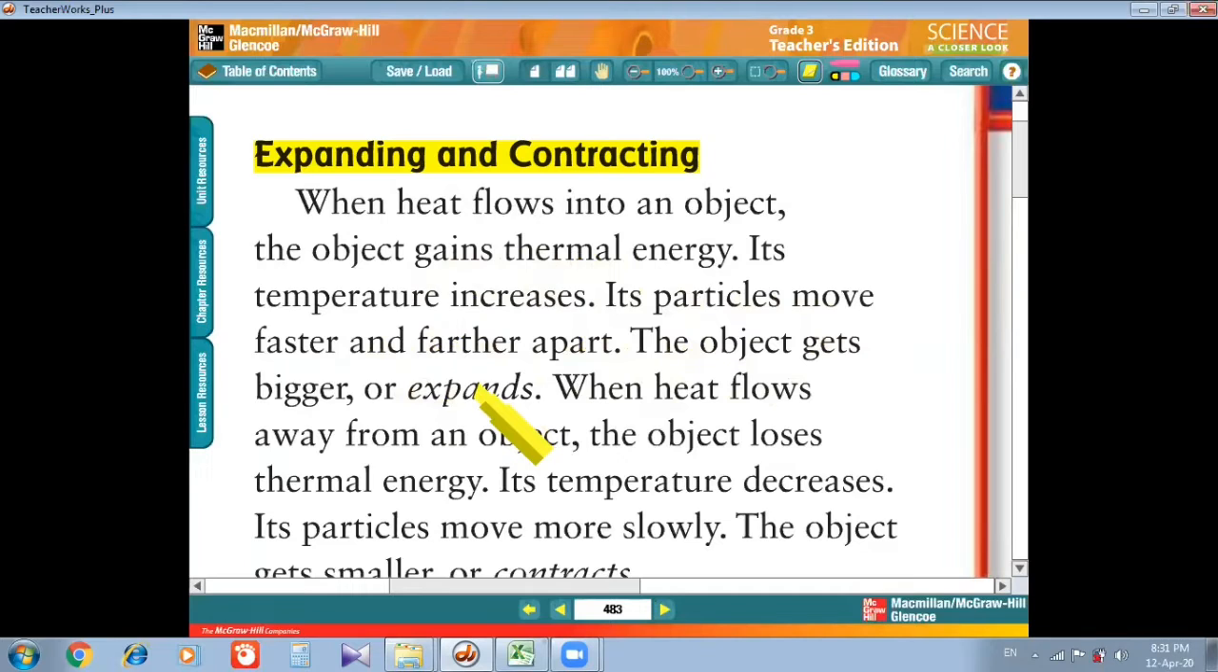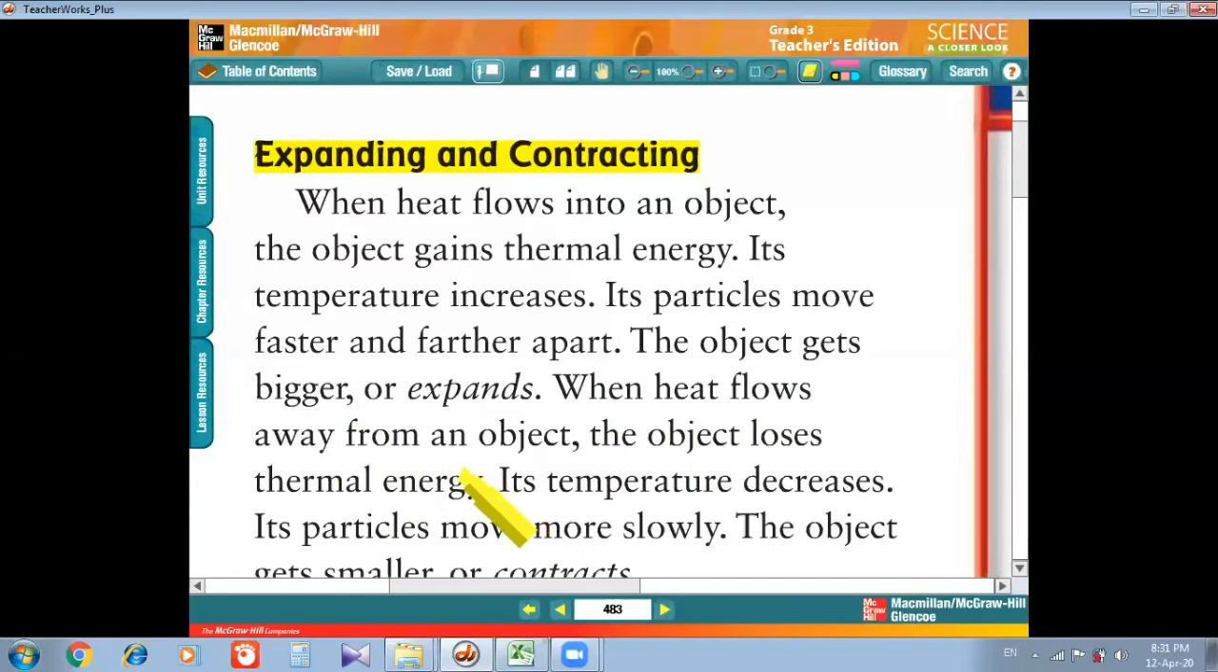When thermal energy is increased, its particles will have more energy and move faster and farther apart. Now, when this happens, the object will expand because the particles are moving very quickly now. They are very fast. So in this way, the objects will expand. It will get bigger.